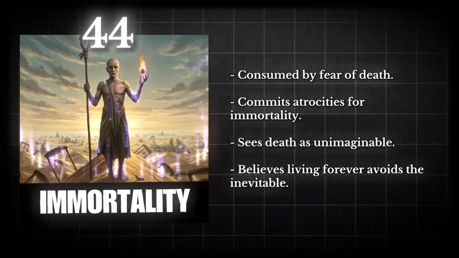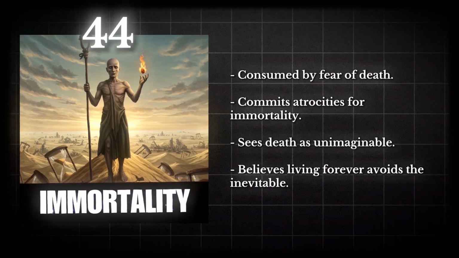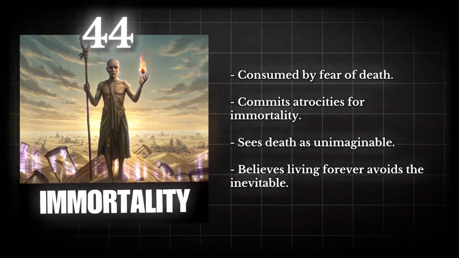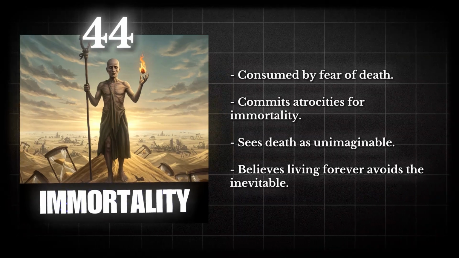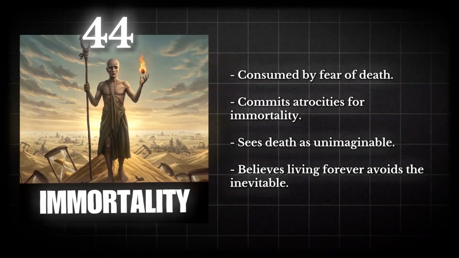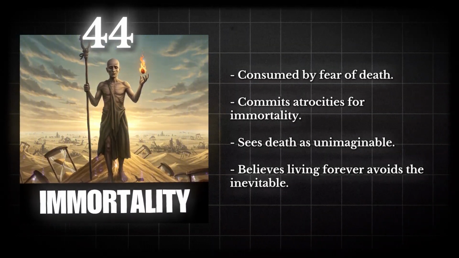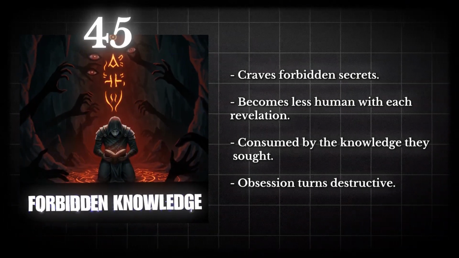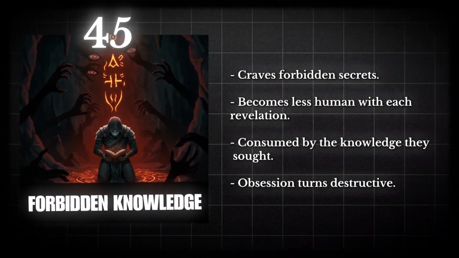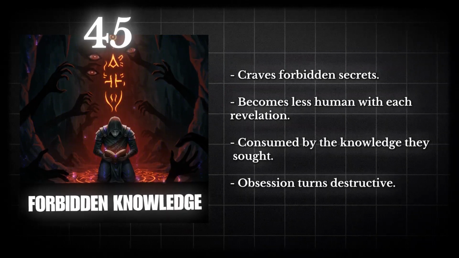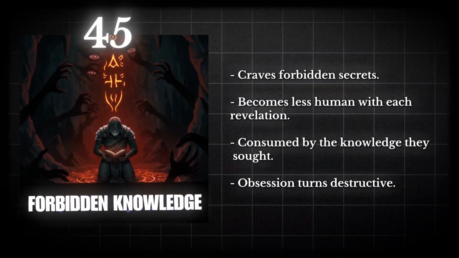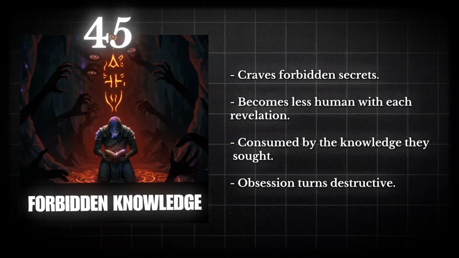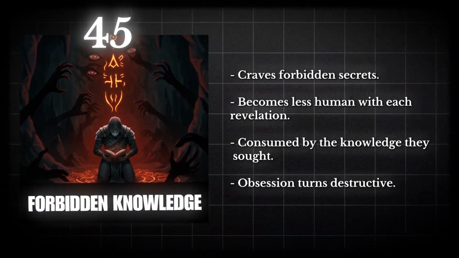44. Immortality. The villain is consumed by the fear of death. They commit atrocities in their attempts to achieve immortality. For them, death is unimaginable. Living forever is the only way for them to avoid the inevitable. 45. Forbidden knowledge. The villain craves secrets never meant for human minds. The more they uncover, the less human they become, consumed by the very knowledge they sought. What started as a hunger for understanding turns into a destructive obsession.